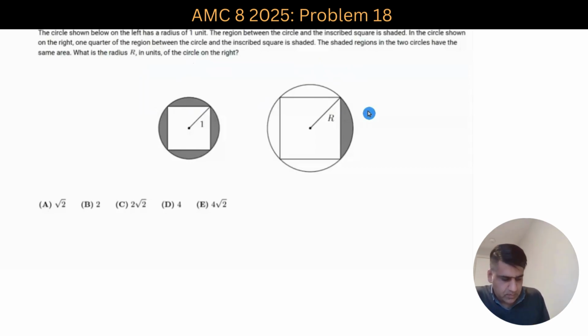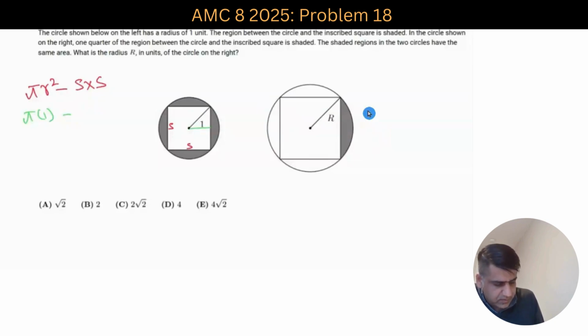So to solve this problem, we will start with the small circle, and we know that the area of the shaded region, that will be pi r square minus the area of the square. So I'm representing this with S. We are given the radius, so we can just simply plug that here. However, for the square, we need to find the lengths.